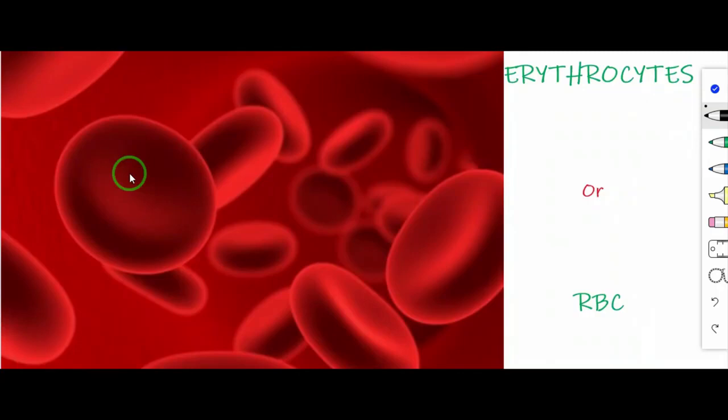Matured mammalian RBCs do not have cell organelles and nucleus. Got it? What's the lifespan of RBC? 120 days. The shape is biconcave and disc. RBCs are formed in the bone marrow. Right?